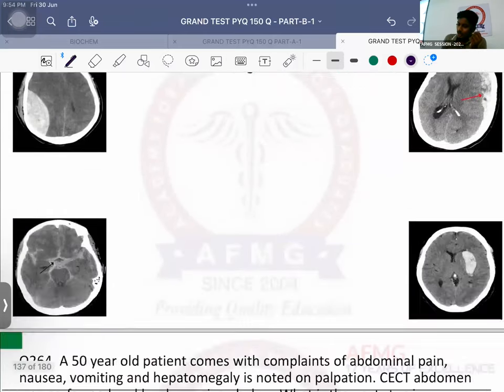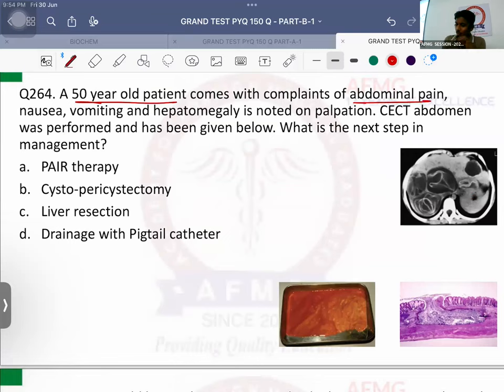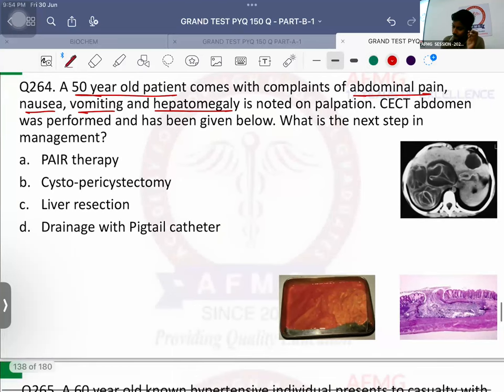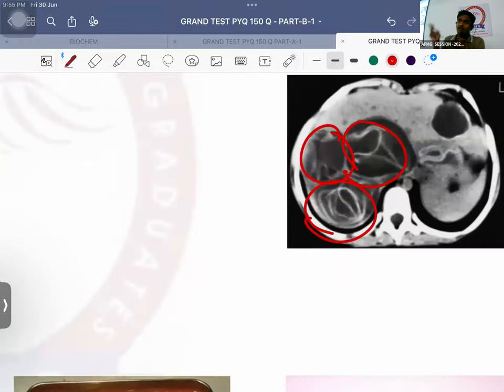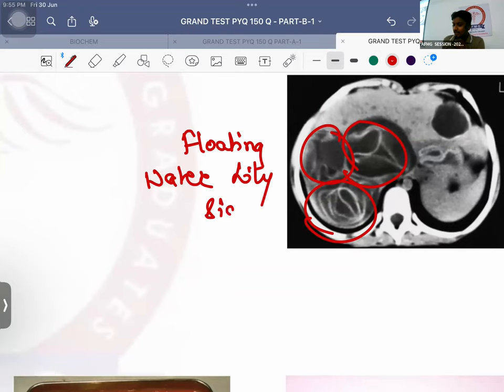Question number 264. A 50-year-old patient comes with complaints of abdominal pain, nausea, vomiting, and hepatomegaly is noted on palpation. CECT abdomen was performed and has been given below. What is the next step in management? What is your diagnosis? What is seen on CECT? Can you see, it is a case of some cyst because there is a cavity with fluid inside it, and that cyst shows a membrane which is floating inside. So, which sign is seen? Floating water lily sign is definitely seen. So, it is a diagnosis of hydatid cyst.